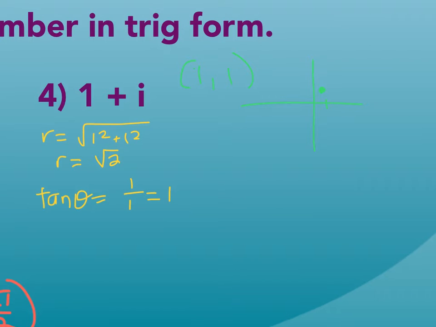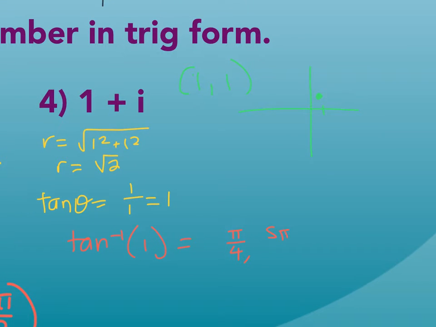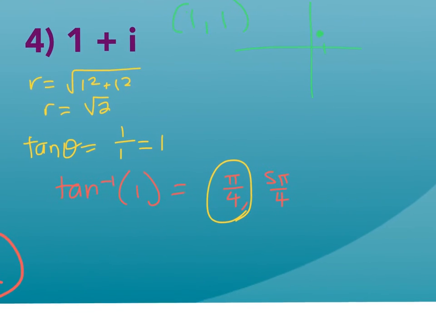So again, hopefully you know that the tangent is 1 at what 2 angles? If I didn't have my plotted point, what 2 angles is tangent 1? 45, which is pi over 4. And then 135. Good, which is 5 pi over 4. So those are the 2 angles I'd have that were my options, but because we've already graphed it, I know which one to pick. Which one? Pi over 4. Good. And then I just plug it in.